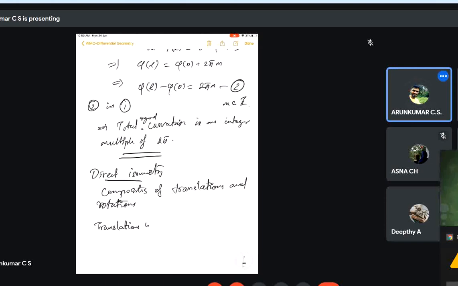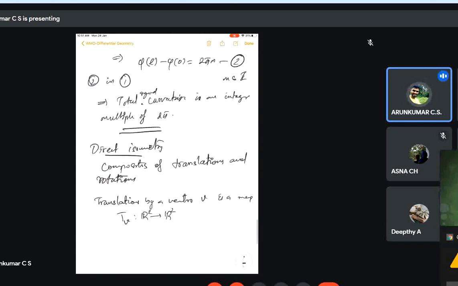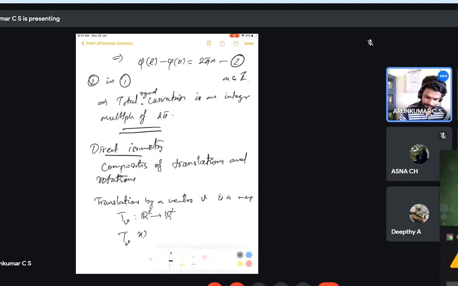Translation by a vector V is a map. Let us denote it by T_A from R2 to R2. Since it is in R2, let me follow the notation in the text: translation by A. So actually T_A of V is equal to V plus A.